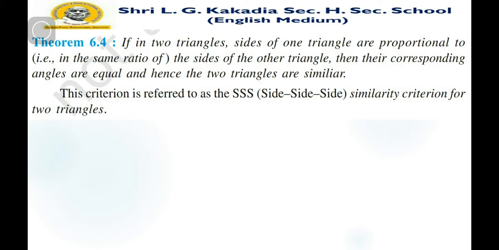Now, theorem number 6.4. It is the converse of that. If the sides of one triangle are proportional to, that is, in the same ratio as, the sides of the other triangle, then their corresponding angles are equal and hence the two triangles are similar.